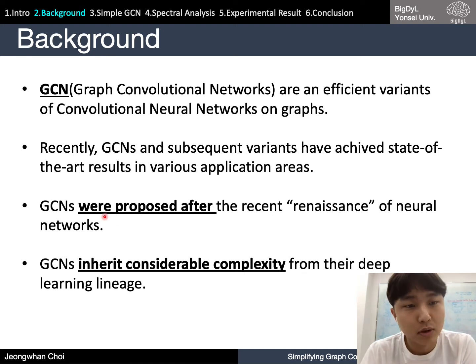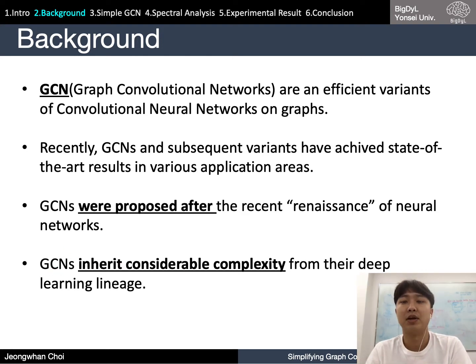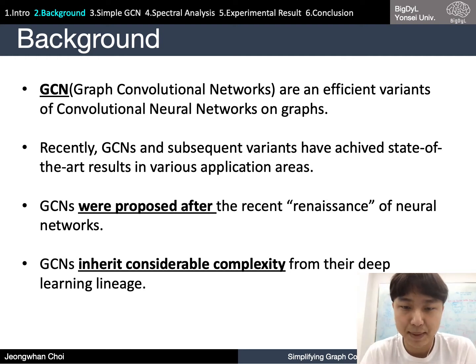GCNs were proposed after the recent renaissance of neural networks, and they tend to be a rare exception to this trend. GCNs inherit considerable complexity from the deep learning lineage, which can be burdensome and unnecessary for less demanding applications. GCNs are built upon multi-layer neural networks, and were never an extension of a simpler linear counterpart.